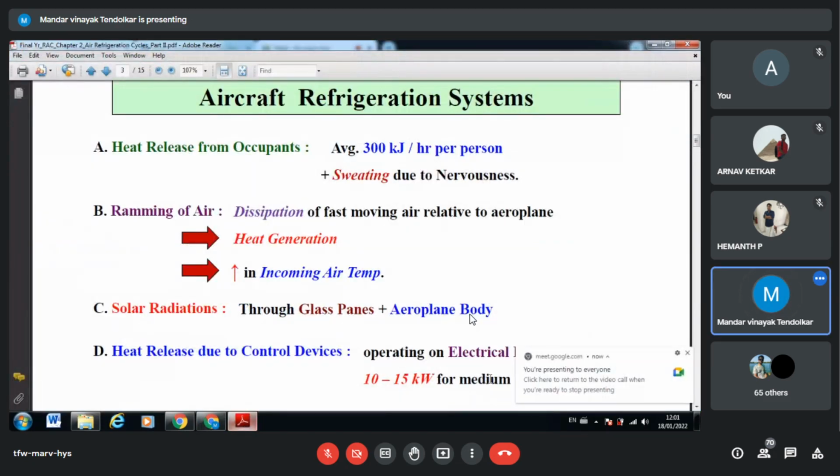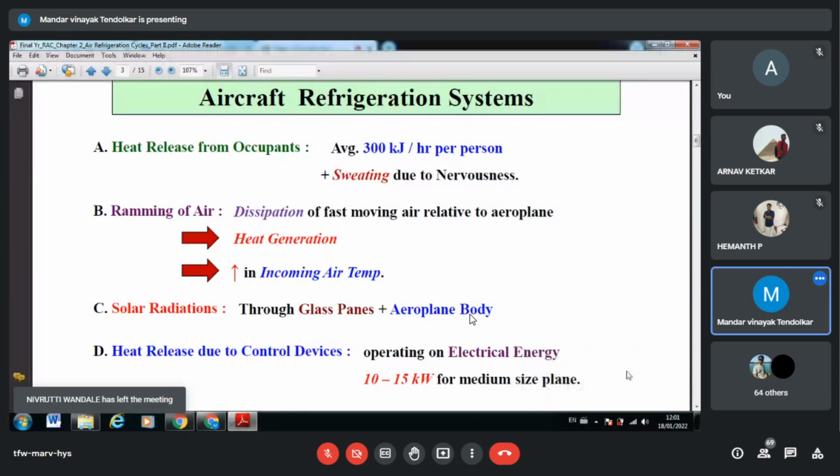Right? It's a visible one. Am I audible? Is the screen visible? Yes, sir, it is.